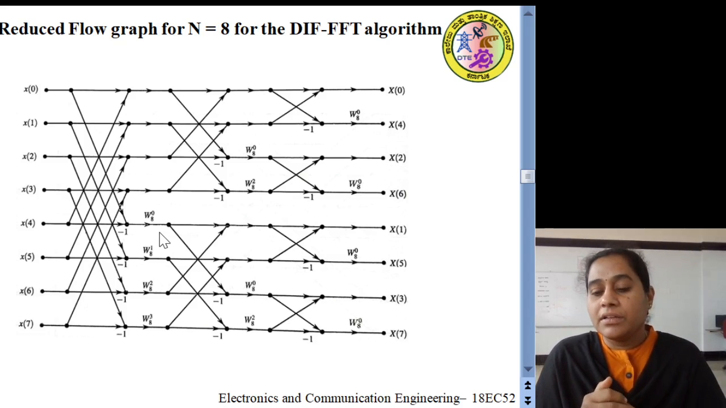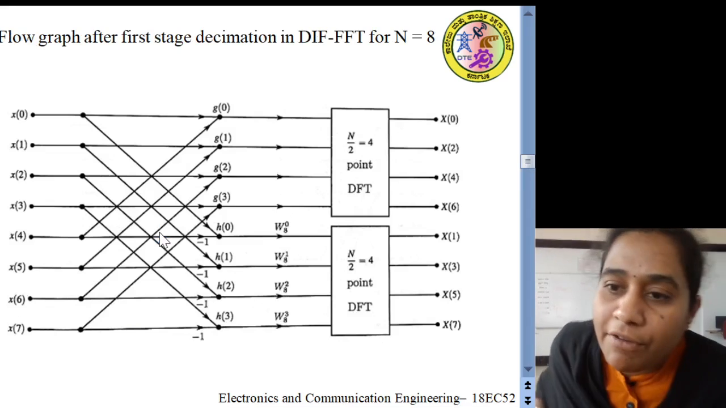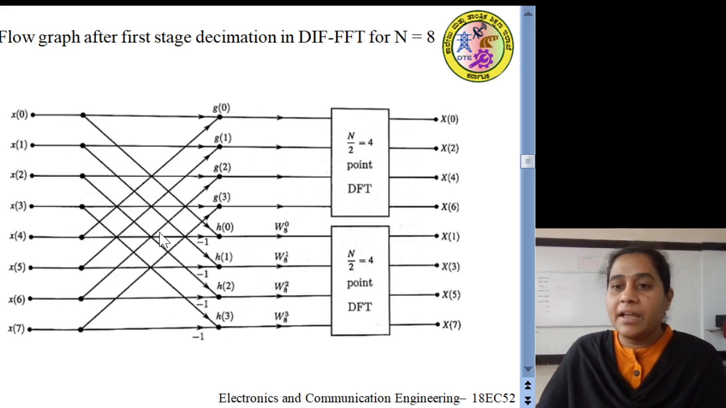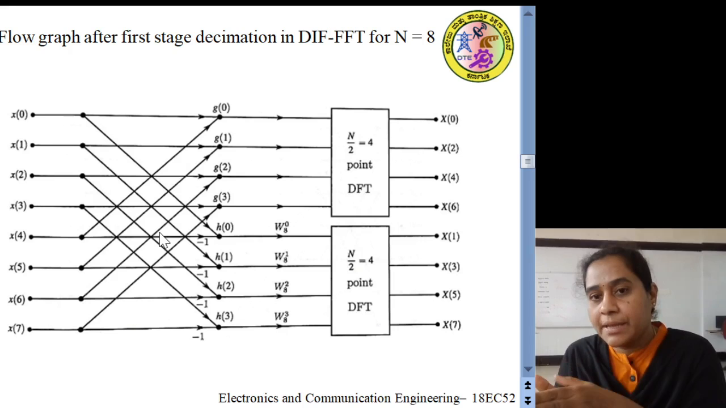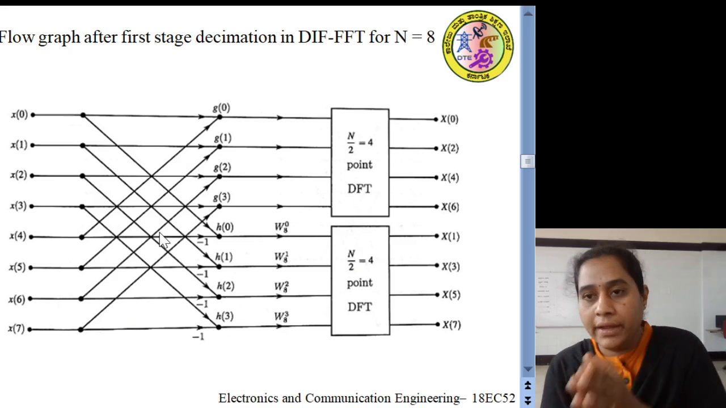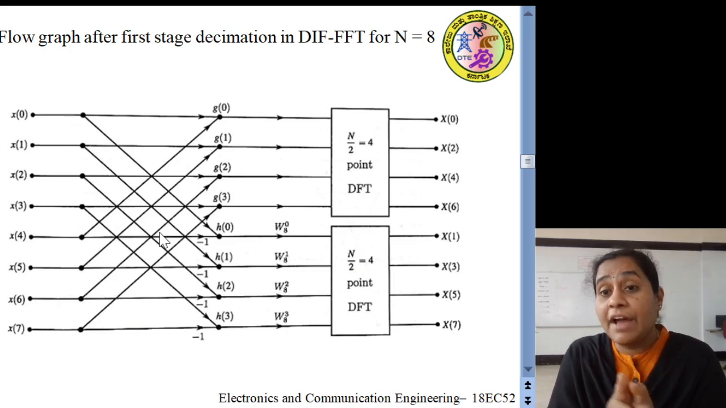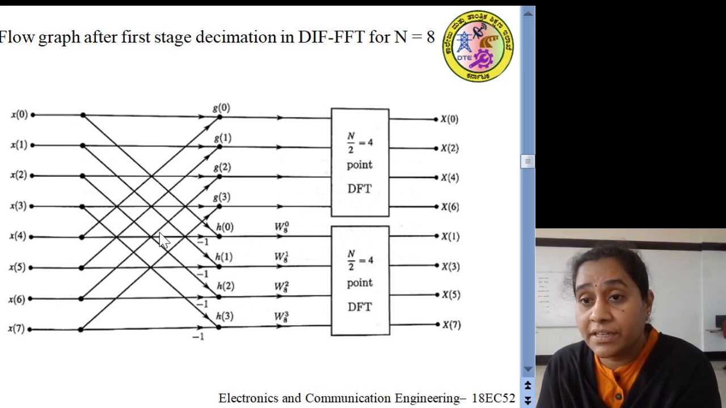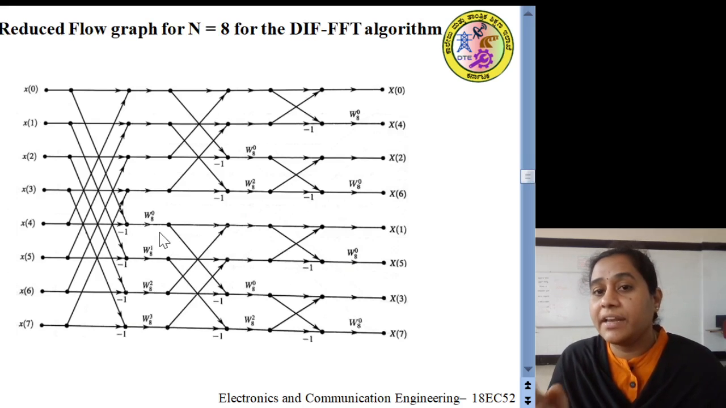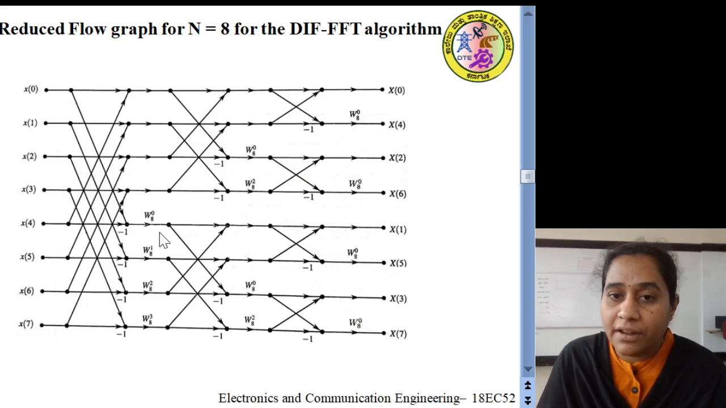Now, if we follow the same decimation process till we obtain N value as 2, that is the 2-point DFT, we have to follow the same steps as we did in the first stage. So for the 8-point DIF FFT, we have to have 3 stages of decimation. Then if we follow all these steps and write the reduced flow graph for N equal to 8, we obtain it like this.